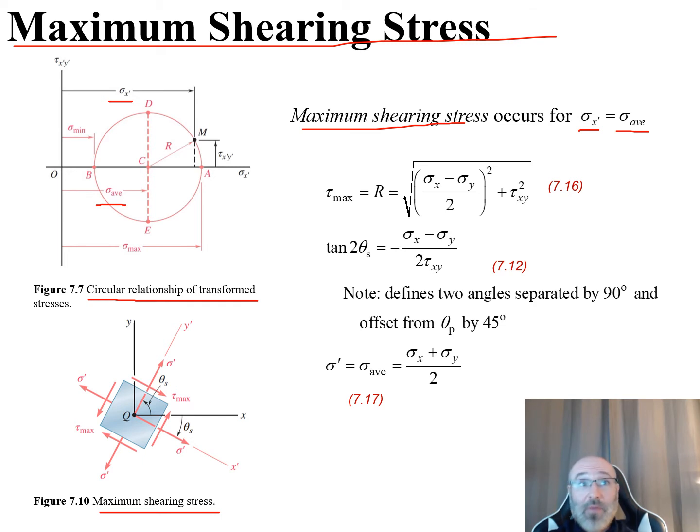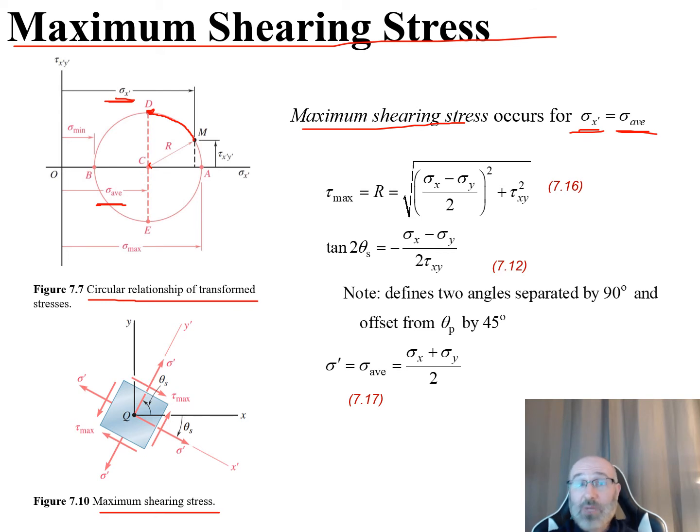So if we think about that right there, if the circle doesn't move at all, in order for our sigma x prime to equal our sigma average, if we take this sigma x prime and we want it to be equal to our sigma average, then we would move this M back to this position where it's at D. In that case, we would have our sigma x prime equal to our sigma average, and we'd have this right at the top of our circle.